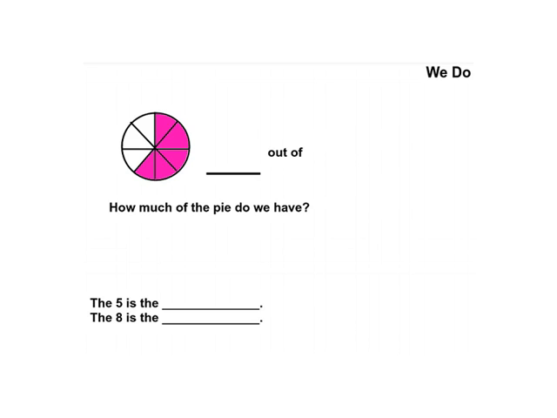Okay, how much of the pie do we have? Well, we've got 1, 2, 3, 4, 5 pieces of the pie out of how many? Well, I already know, I had 5, 6, 7, 8. 5 out of 8. 5 is answering my question. How many pieces do we have? 5. So that is my numerator.